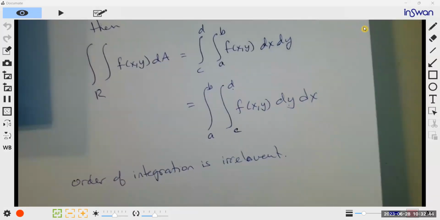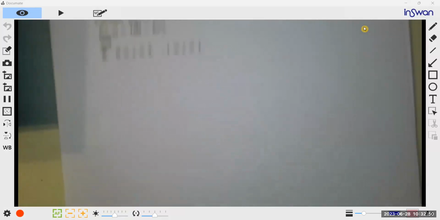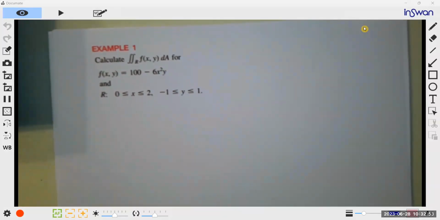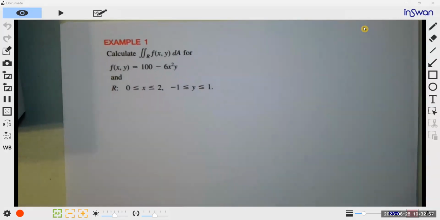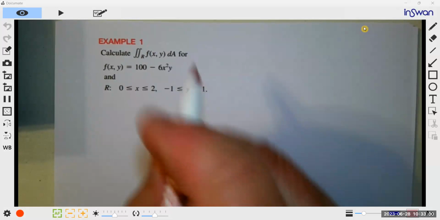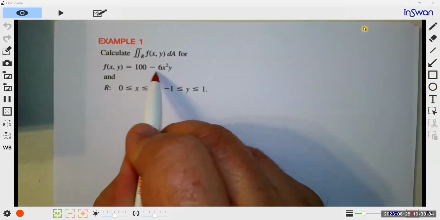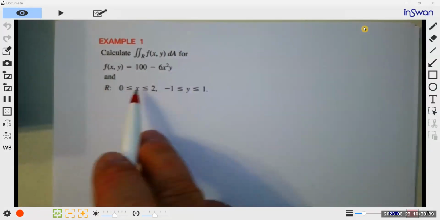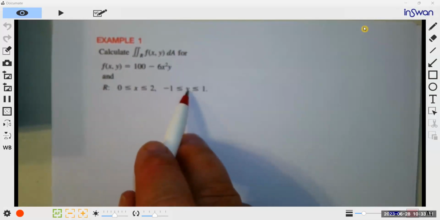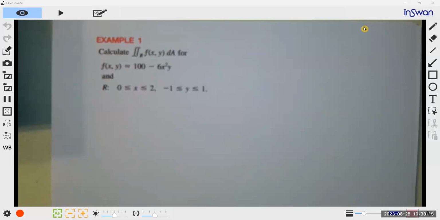All right, let's look at some examples here. Calculate the double integral f of x, y, dA for this function, 100 minus 6x squared y, and the region is x between 0 and 2, y between -1 and 1.